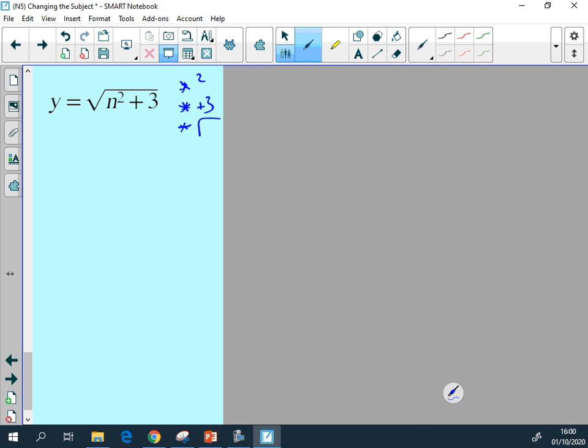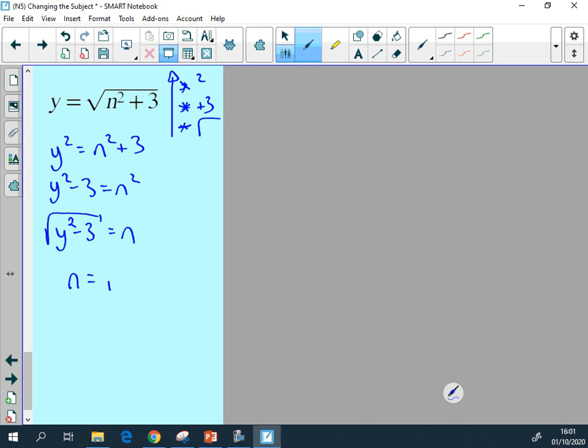So the first thing that I'm going to do when I'm working back is square both sides. So I'm going to get y squared equals n squared plus 3. Then I'm adding 3, so do the opposite to both sides. I'm going to take away 3 from both sides, and then it's n squared. So to get n as the subject, I would square root both sides. So n is equal to the square root of y squared minus 3.